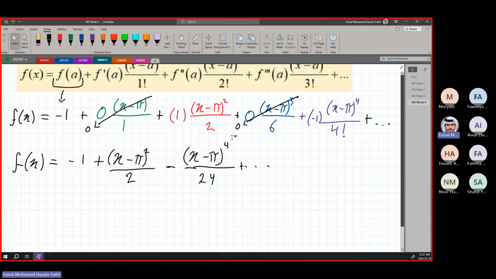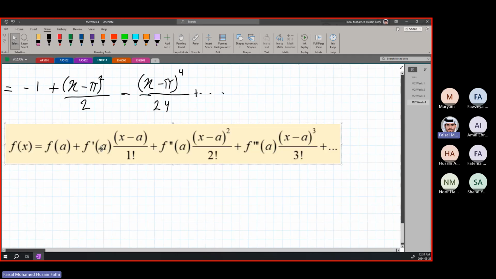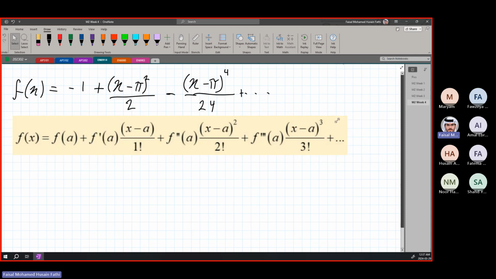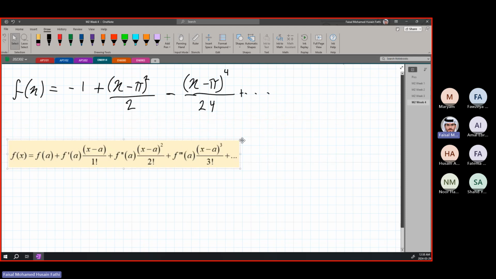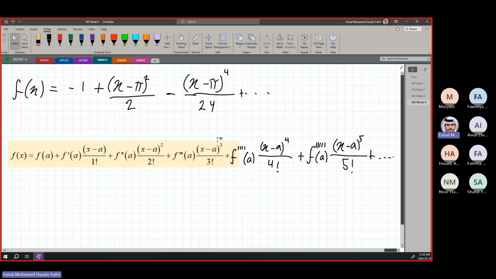You can keep going up to power 5 over 5 factorial, over 6. Here, this equation is continuous. It never stops. So you can always keep adding more values. If I wanted to, I can go all the way to 10 factorial, but no need to waste time. It all depends on the question. This is going to be f fourth prime of a into x minus a to the power of 4 over 4 factorial, plus f fifth prime of a times x minus a to the power of 5 over 5 factorial, and so on and so on. This is how it will always continue. You're just always going to add one extra power, one extra in the factorial, and one more differentiation for the question.